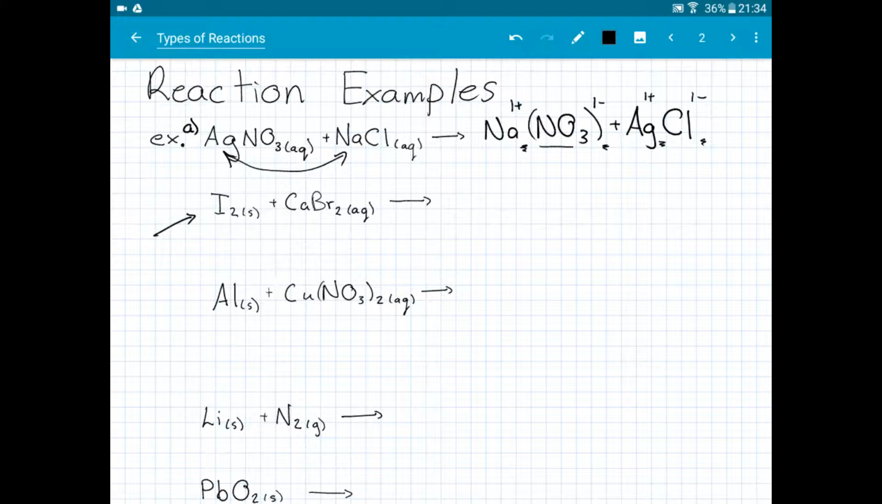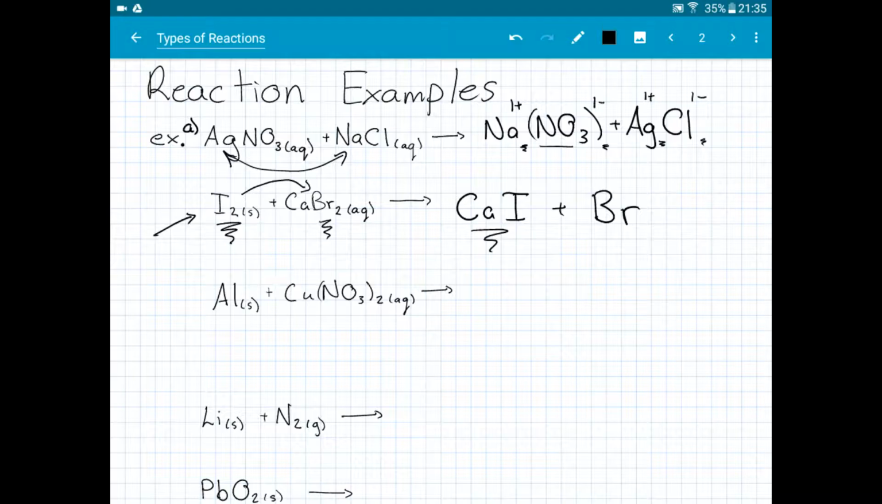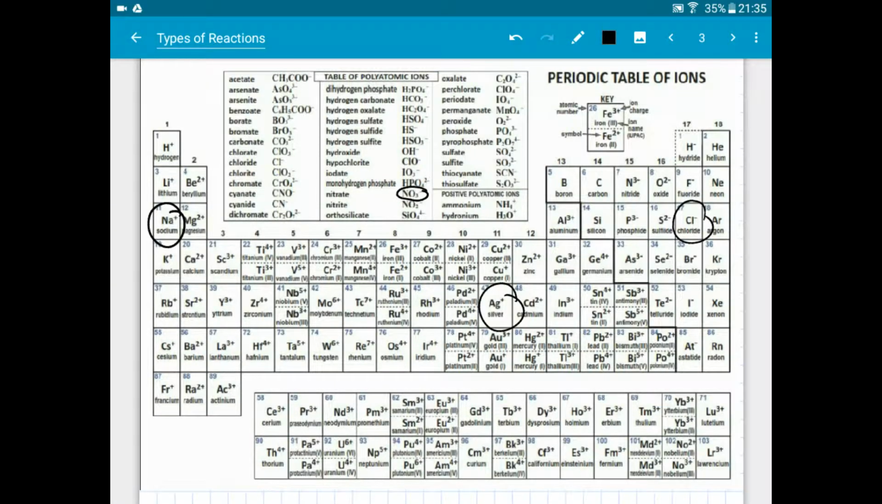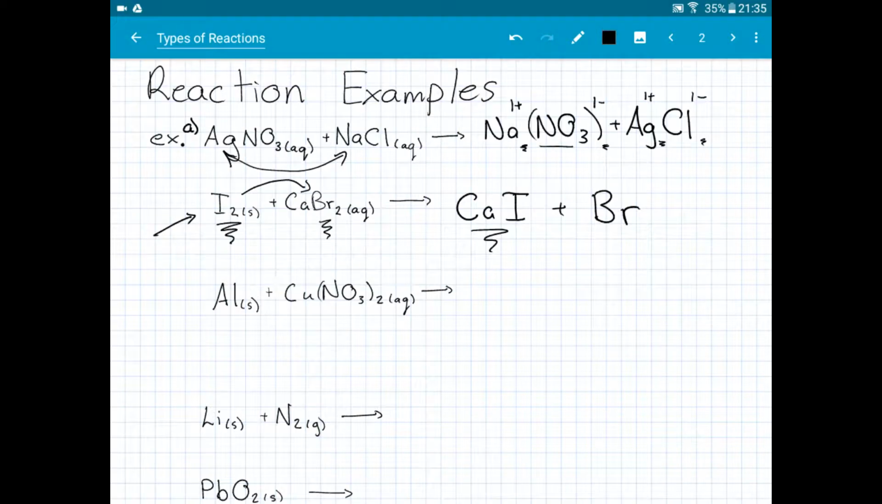Now for this example, we've got a non-metal, iodine, and a non-metal here, bromine. And so this will be a single displacement reaction, and we'll end up with the calcium on its own, and the calcium with the iodine now, and the bromine on its own. So this is still an ionic compound, and so we have to check and see what the respective charges are. So we'll go back over to our periodic table, and we get calcium's plus 2, and we've got iodine as minus 1. So this is 2 plus and 1 minus.